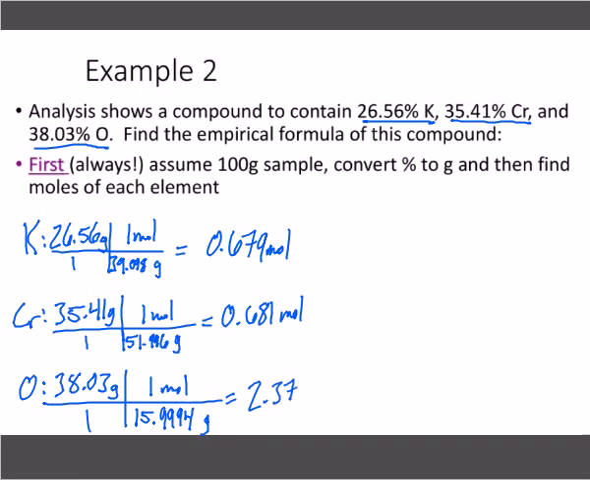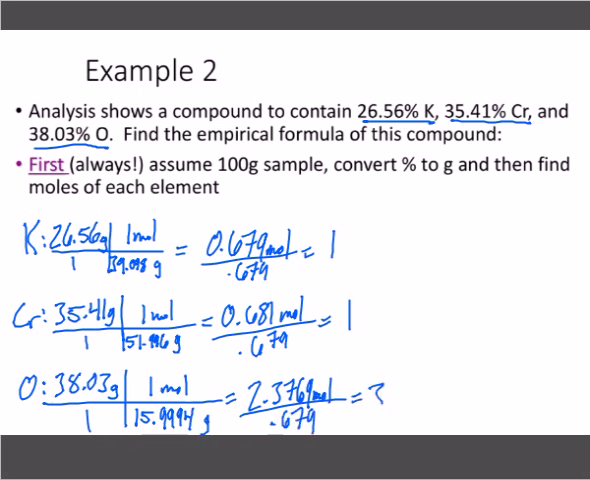3716.69. Okay. So what's my smallest number that I'm going to divide by? Yeah, the first one, 0.679. That's going to be 1. When I take 0.681 divided by 0.679, guys, what do you really get? That's going to be 1. But now the last one, when I do that, what do I get? Oh, so 3.49, which is kind of like 3.5.